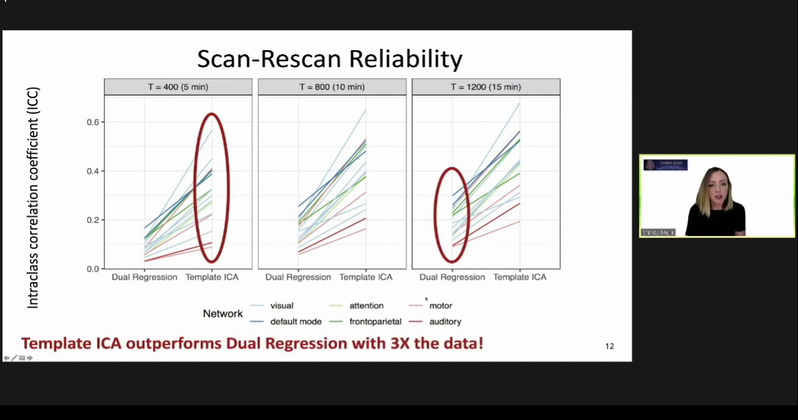But one thing that you may also notice is that if you compare the reliability of the template ICA estimates based on 5 minutes of data with the dual regression estimates based on 15 minutes of data, template ICA has much stronger reliability than dual regression does, even with 3 times the data being used in the dual regression estimation. So one thing that this illustrates is that while it's always better to get more data, it's also very important to choose, whenever possible, an optimal estimation strategy. So template ICA is able to make the most of a limited amount of data, and it also shows an improvement for longer scans as well.